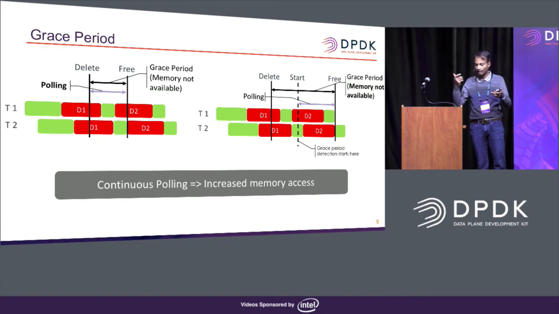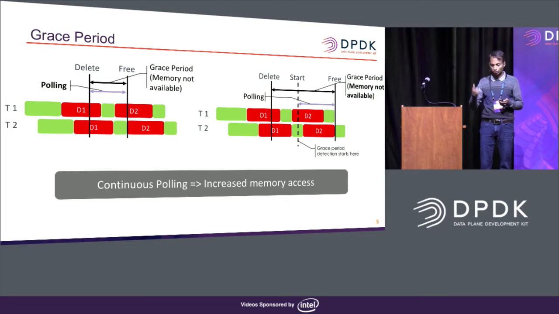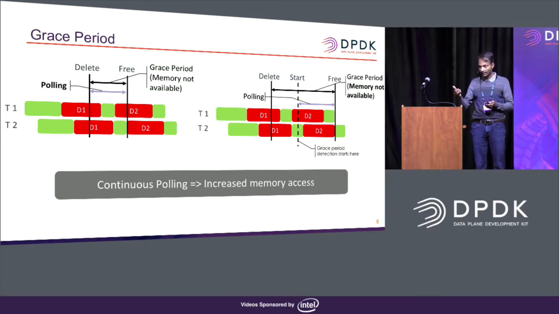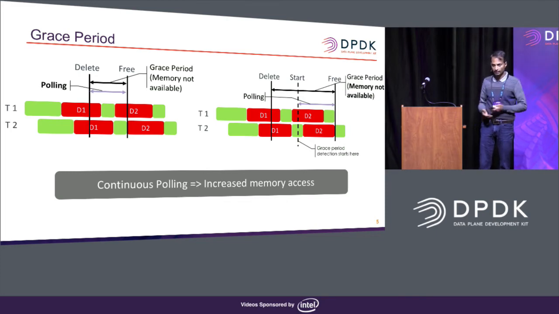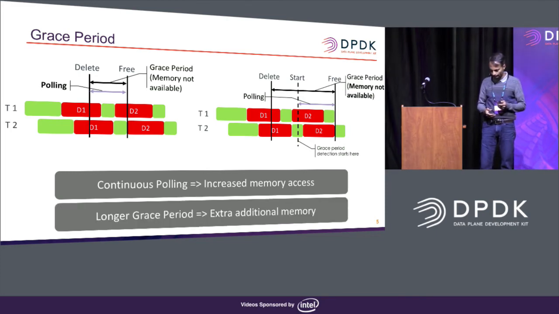So if you have a longer grace period, then you are going to hold up your memory for a longer time. What that means is, in order to address the grace period, you have to have extra resources. For example, if you have a hash table and you have free entries, then in order to address the grace period, you need to have those extra entries. And the longer the grace period, the more extra entries you need.